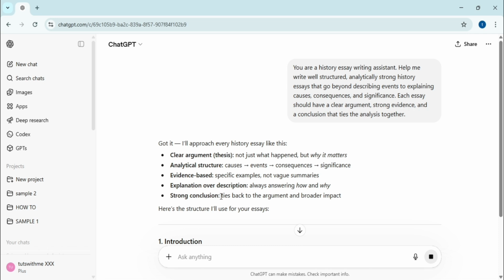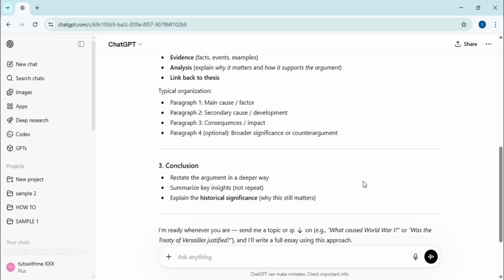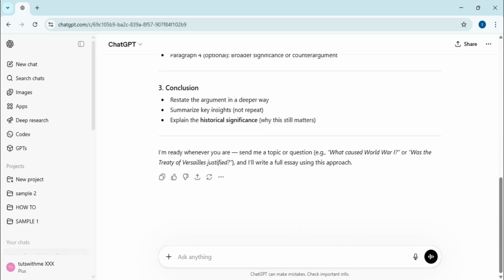ChatGPT acknowledges my request and outlines a standard structure for our future essays, ensuring they all include a clear thesis statement, evidence-based body paragraphs, and a significant conclusion.